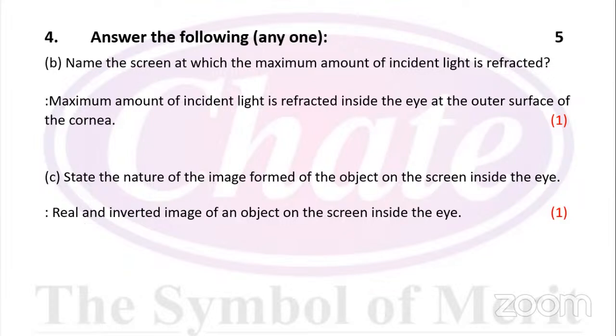And then the image on the retina will send the signals to the brain, the brain will process that, and then we can see the objects clearly. Okay.